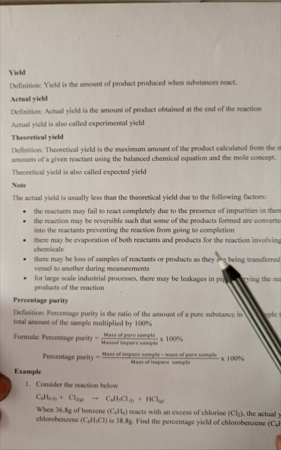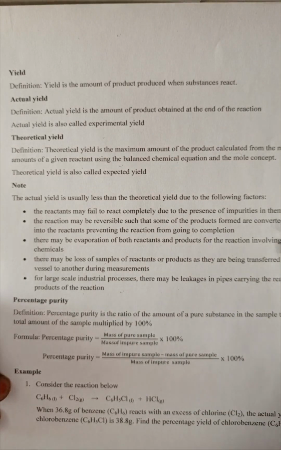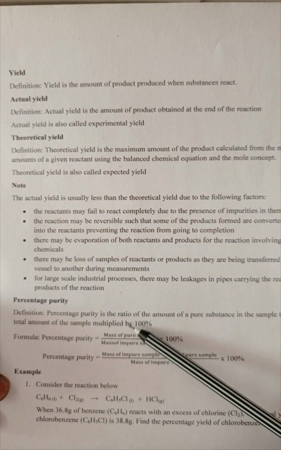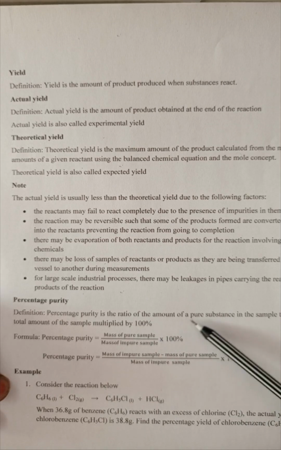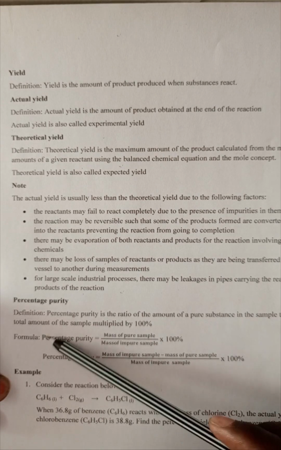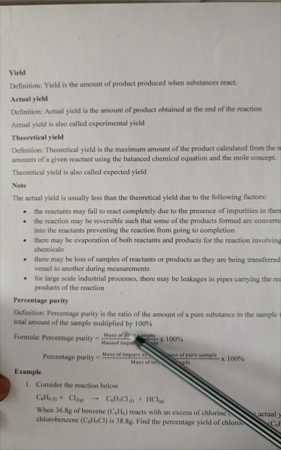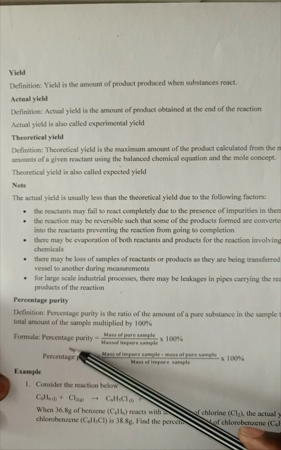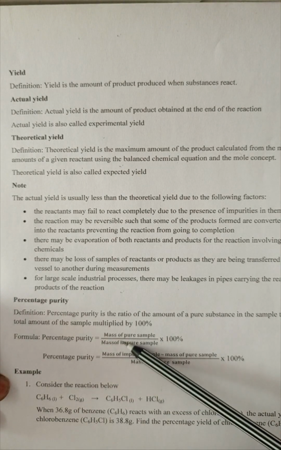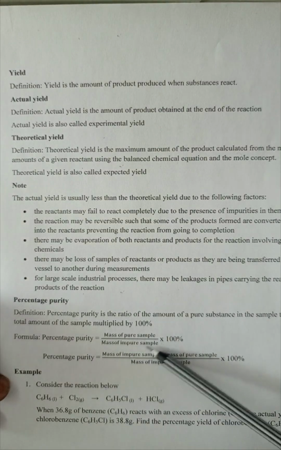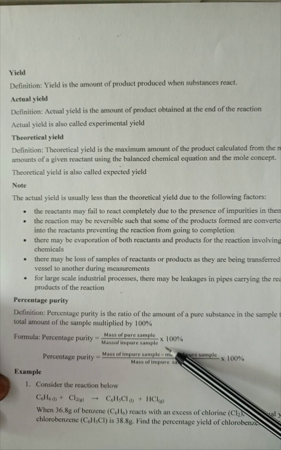Okay, so what about percentage purity? Percentage purity is simply the ratio of the amount of a pure substance in the sample to the amount of the sample multiplied by 100%. So by using this definition, we say percentage purity is equal to the mass of the pure sample over the mass of the impure sample multiplied by 100%. This forms the formula for percentage purity.